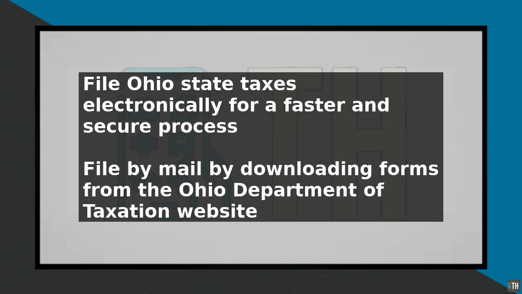The cost to file Ohio state taxes varies depending on the method you choose. If you file electronically through the Ohio Department of Taxation website, it is free. If you use a tax preparation software, the cost can range from $20 to $100, depending on the software and the complexity of your return. If you file by mail, you will need to pay for postage, which is typically around $1.